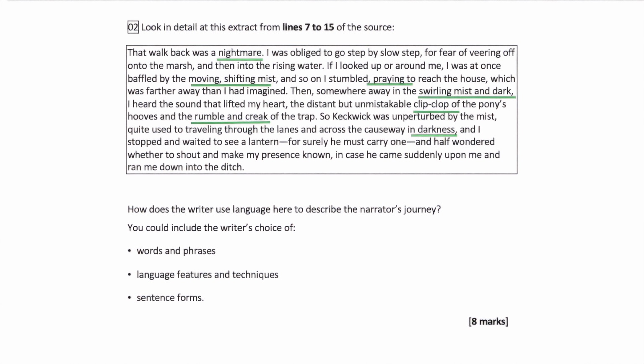So I'm going to first write about this opening sentence because I think I can write a detailed and perceptive analysis of the connotations of the word nightmare and the fact that it is a short sentence. I've got a clear idea of the effect of the language, and I'm going to explain that in detail. So here's what I might write.